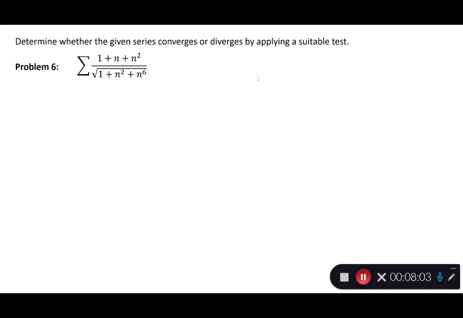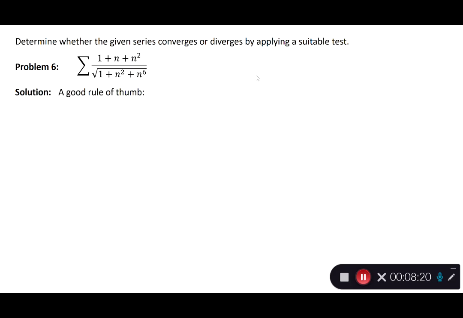Let me also mention this. Had that limit not been 0, we could immediately stop. We can conclude the series diverges and be done with it. Okay? All right. But since it is 0, we got to figure out another way.